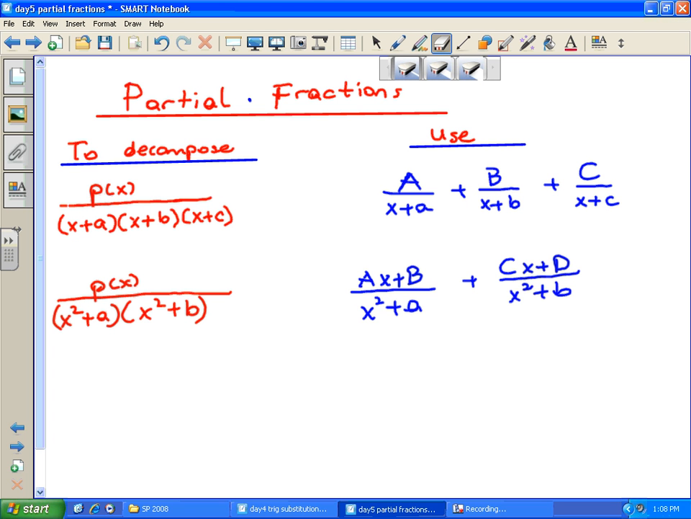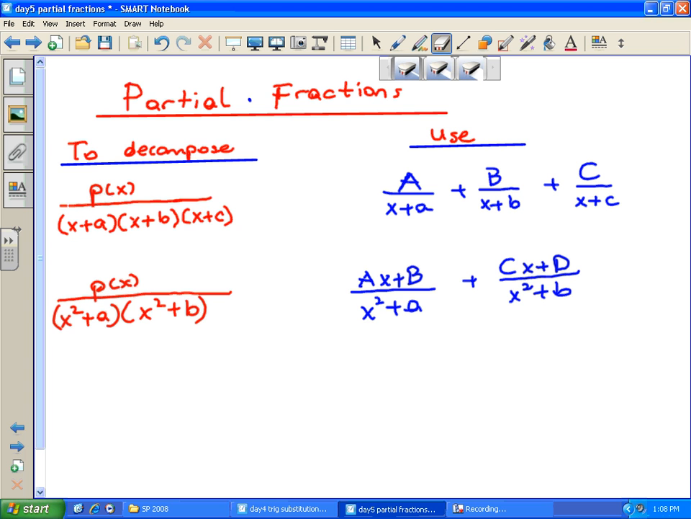If it is not, if the degrees are equal or the top has a higher degree, guess what we have to do first? Long division first, and then you would apply the technique of partial fractions. So this method, as it's given, only applies when the degree of the top is smaller than the degree of the bottom.